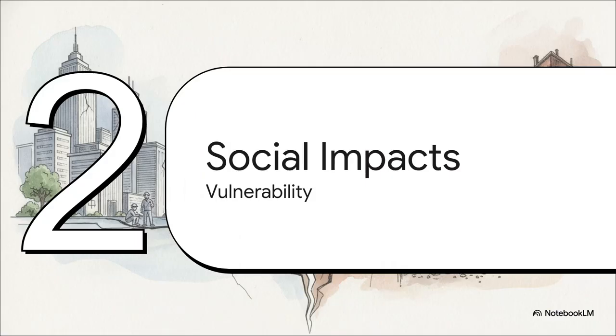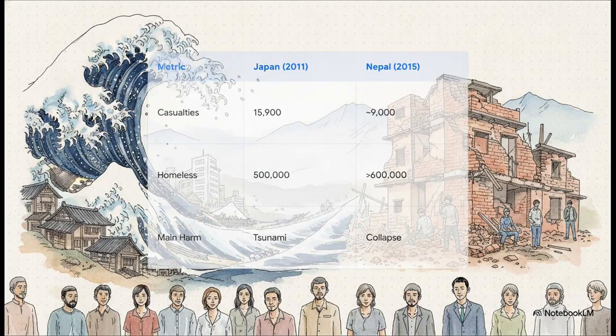Okay, Section 3, Social Impacts, Vulnerability. Remember, top-tier candidates don't just regurgitate numbers, they actually analyze these underlying vulnerabilities. Let's quickly review the baseline social metrics here. In Japan, you had 15,900 deaths and about 500,000 people left completely homeless. But the primary cause of harm was actually the resulting tsunami, not the ground shaking itself. Contrast that with Nepal, roughly 9,000 deaths but over 600,000 homes completely wiped out. And the main cause of harm there was the collapsing of unreinforced buildings.